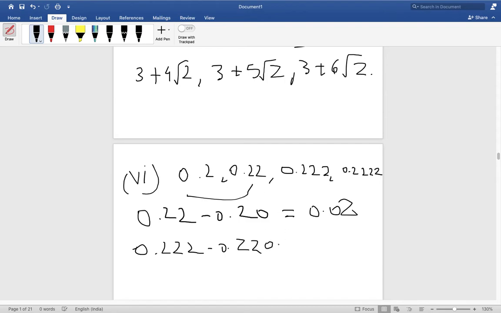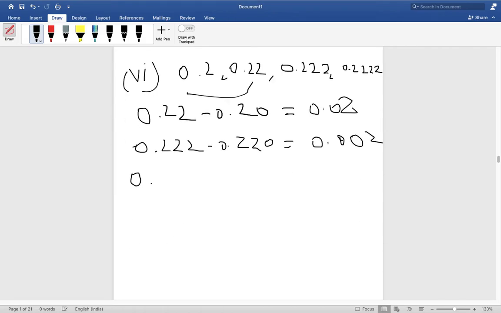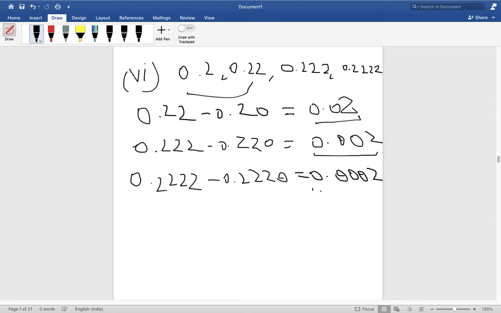Difference of the third term and the second term, this. 0.22 can be written as 0.220. So this will be 0.002. Difference of the fourth term and the third term will be... so the difference over here is 0.02, over here is 0.002, over here is 0.0002. So the difference is not the same, is not consistent. Hence, it is not an AP.